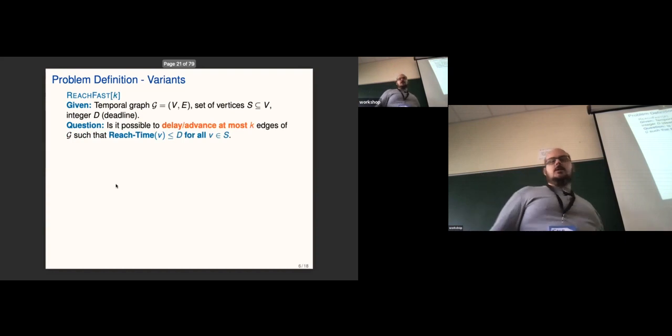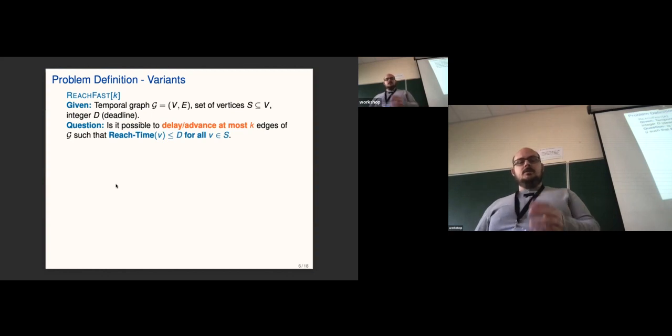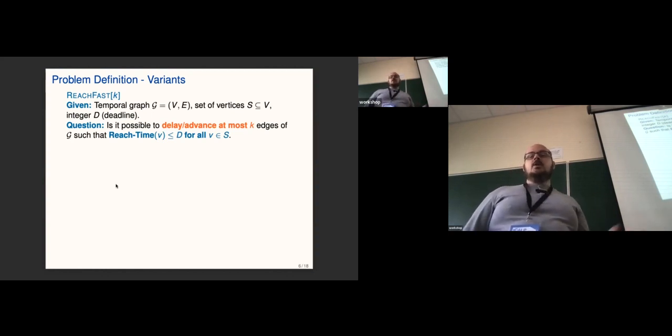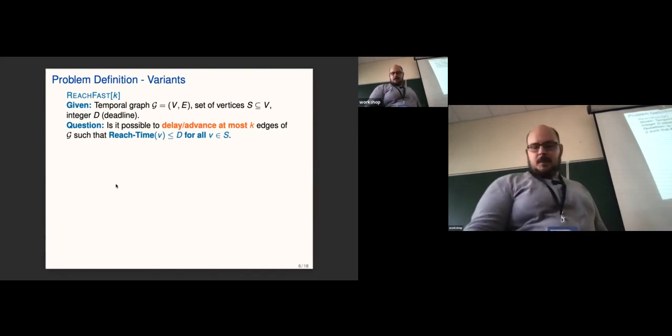And then we also study two variants of this problem. And now in this variant, we also allow advancing. And here we are asking whether it's possible to delay or advance at most k edges of G, such that reach time is again at most D. So now we restrict how many edges we can advance.